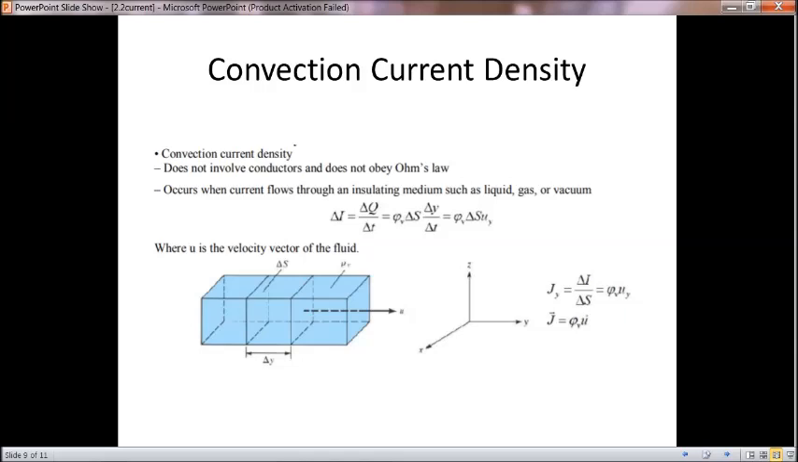Over here, a cuboid has been considered. Over the cuboid, distance del y has been considered to make our elemental area del S. So here the convection current is present in the y direction, and J_y has been taken, which is equal to del I by del S, which is equal to rho_v, the volumetric charge density, into u_y, which is equal to rho_v into the u vector. Whatever the direction, it has to be considered.